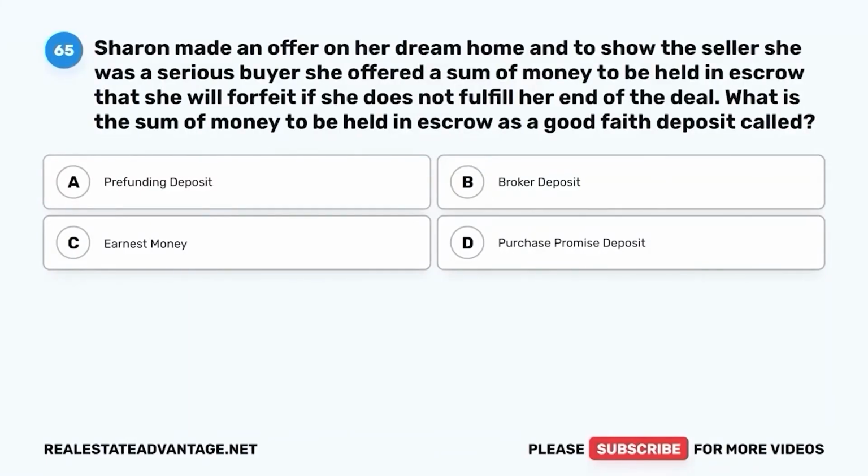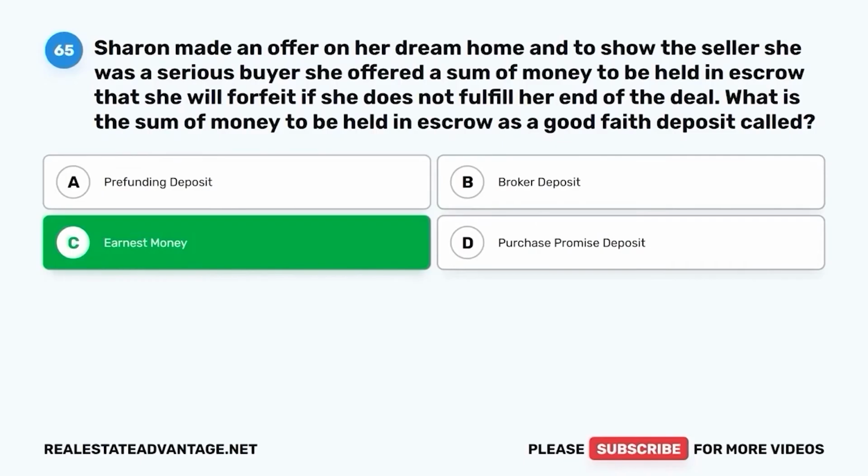Question 65. Sharon made an offer on her dream home, and to show the seller she was a serious buyer, she offered a sum of money to be held in escrow that she will forfeit if she does not fulfill her end of the deal. What is the sum of money to be held in escrow as a good faith deposit called? A. Pre-funding deposit. B. Broker deposit. C. Earnest money. D. Purchase promise deposit.